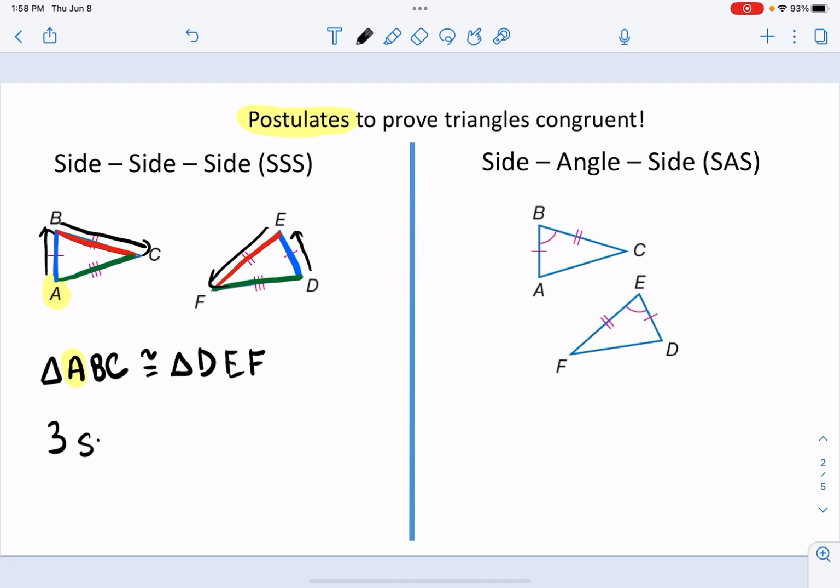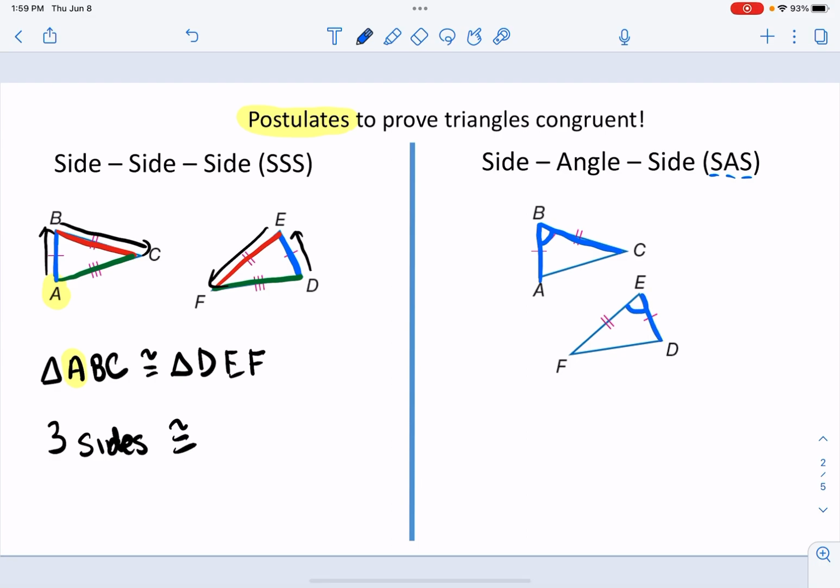So those are my congruent triangles by side, side, side. It means 3 sides are congruent. Now we have side, angle, side. I think about this in an interesting way. When you're saying side, angle, side, think about my pencil or my finger. I'm marking off my triangle. So I go side, angle, side, and I don't lift up my finger. Again, side, angle, side. I don't lift up my finger.